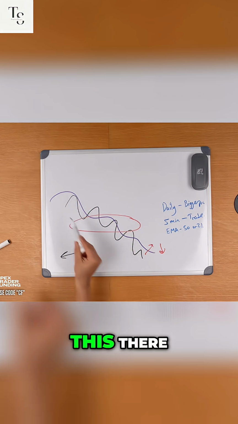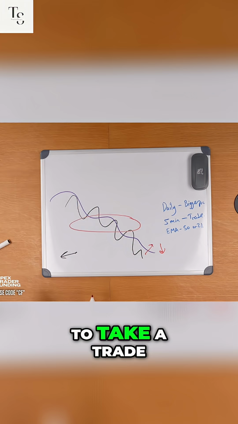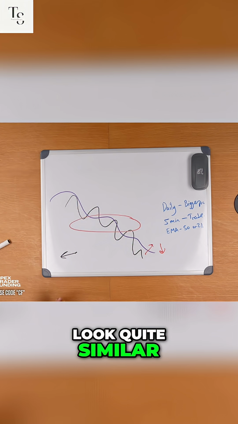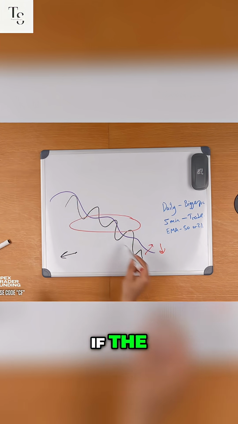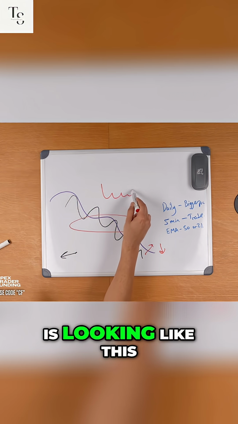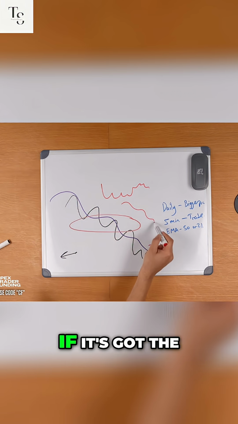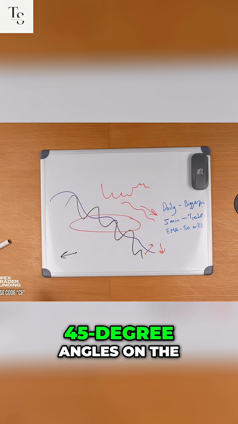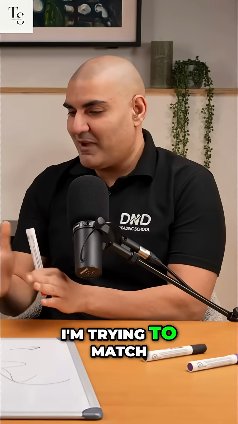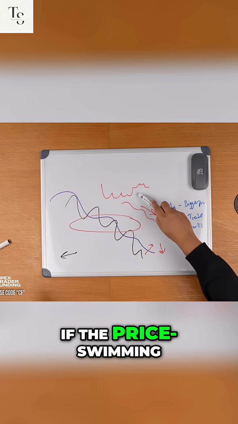The chart on the daily often mimics the 5-minute chart for me to take a trade. They normally have to look quite similar. If the daily chart is looking like this, but the 5-minute chart is looking like this, I'm actually not trading that. I'm only trading it if it's got the same kind of 45-degree angles on the way down. I'm trying to match them as much as possible, because when we say swim with the tide, that's what I mean.